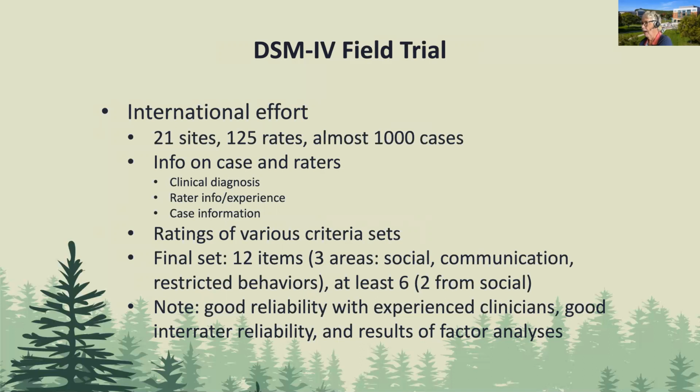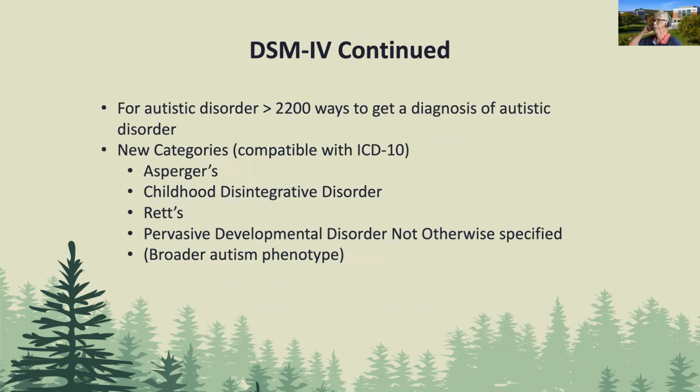We could have combined social communication, as later was done with DSM-5. We specifically did not do that, partly because historically that had not been how it was done, but also this 3-area approach gave us much greater flexibility. So for autistic disorder in DSM-4, there were over 2,000 ways to get a diagnosis.